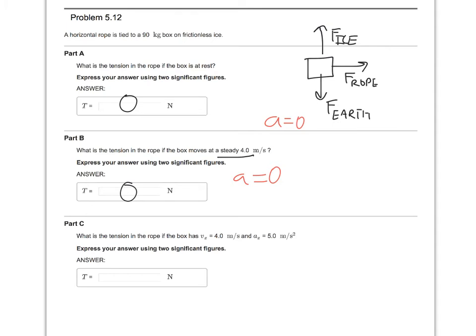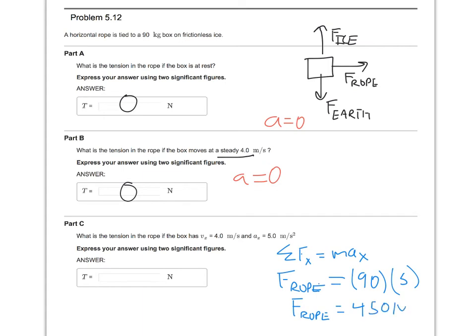Moving on to the last part, what is the tension if we have an acceleration now of 5 meters per second squared? So I'm going to set up my sum of the forces in the x is equal to max. So we just have the force of the rope, okay, that's the only object pulling on it horizontally, equals our mass here, which is 90, times our x acceleration, which is 5. So that means the force of the rope here is going to be 450 newtons.